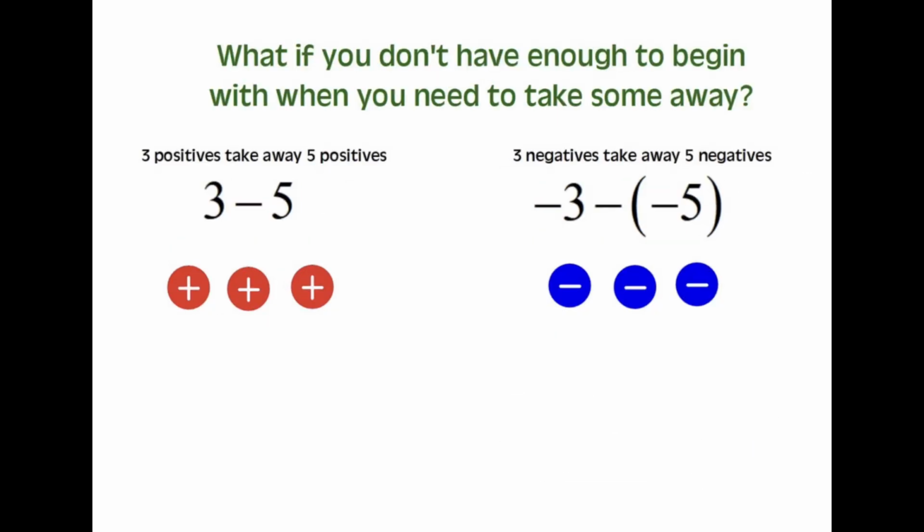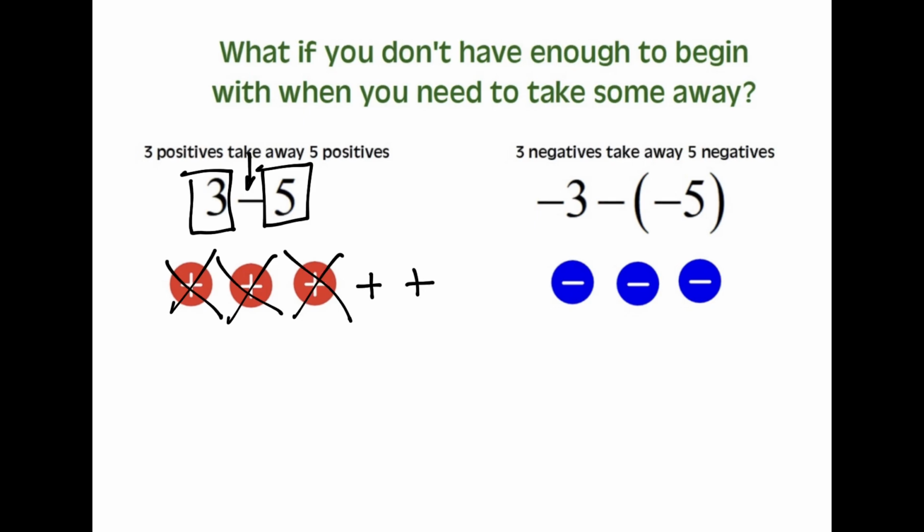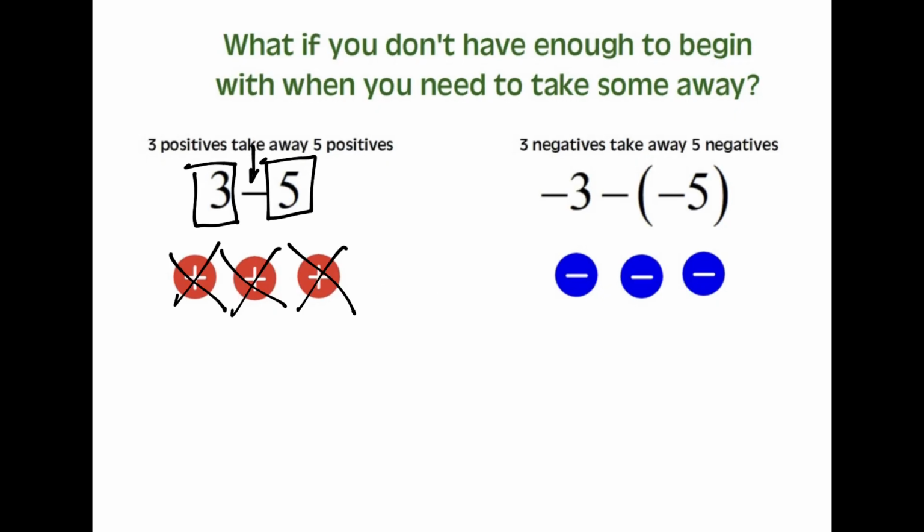Maybe you've already thought of this. What if you don't have enough to begin with when you need to take some away? So I'm starting with 3 positives, but I want to take away 5 positives. I only have 3. So here's your process. Start with this, 1, 2, 3, and take away 5 positives. So there's 1, 2, 3. I can't just put in 2 more and take them off.